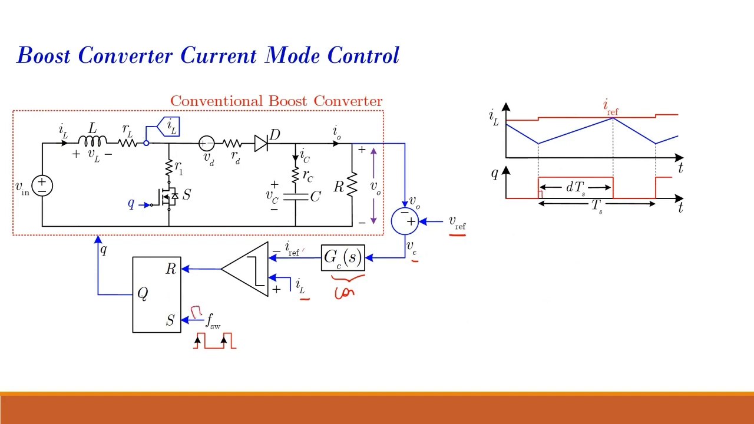The set pulse comes over here, Q becomes high, Q becomes 1, and this goes high. It will continue to remain high until my inductor current tries to become more than my reference current. When my inductor current tries to become more than my reference current, a reset pulse comes, and that will turn off my switch. So this is the simple operation of peak current mode control, and this is in the analog domain.